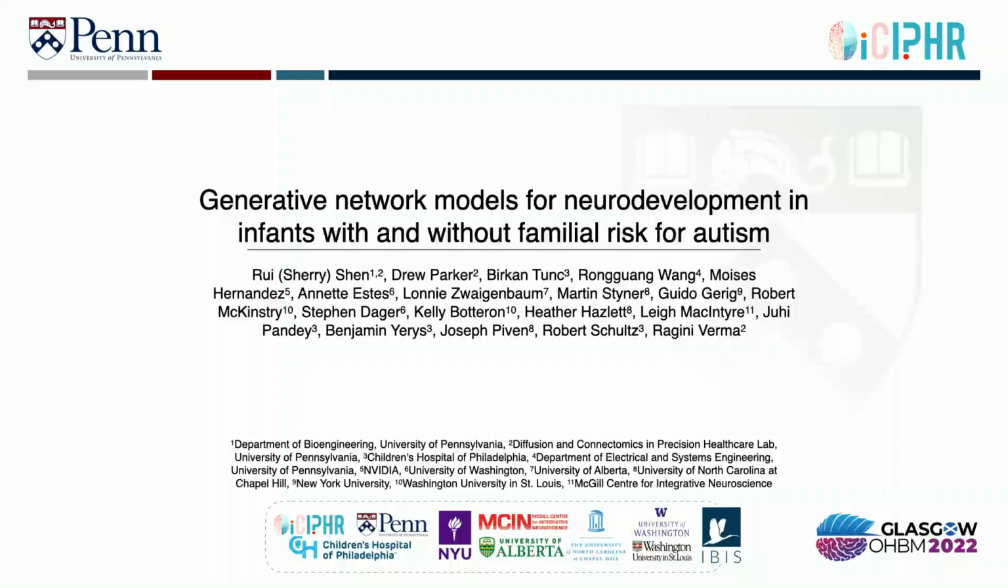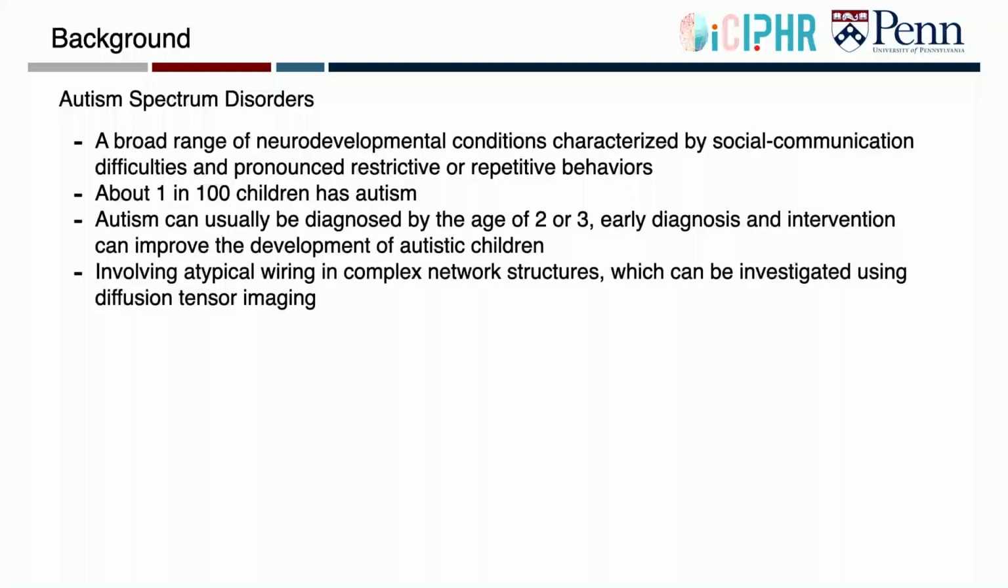Thank you all for your interest in our recent study about generative network models for neurodevelopment in infants with and without familial risk for autism. My name is Sherry Shen, and I'm a PhD candidate at University of Pennsylvania. This project was developed at Penn Decipher Lab and also with our collaborators from the IBIS network. First, I will give a little bit of introduction.